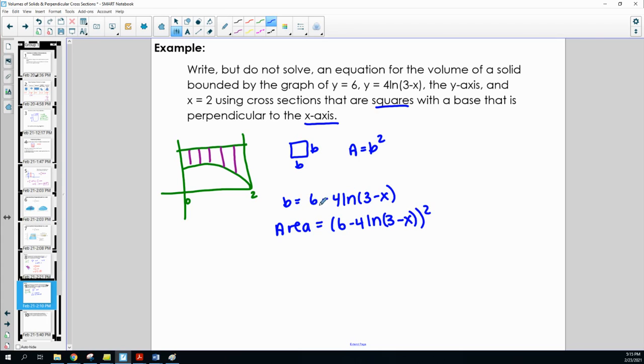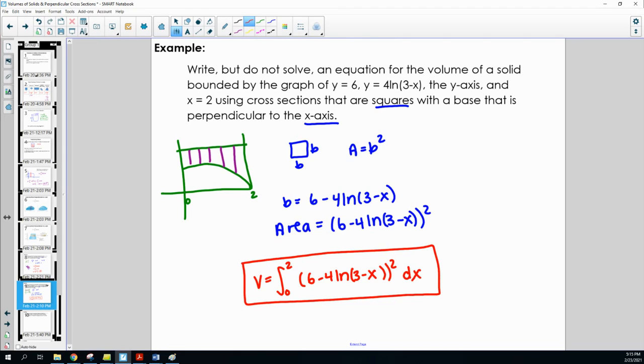So we figure out the base based off of the functions that we have. The area is going to be that base squared. And for this one, we don't actually have to solve it. All they want us to do is write the integral. So volume is going to equal the integral from 0 to 2 of the area, which is (6 minus 4 ln of 3 minus x) squared, times the width, which is going to be dx.